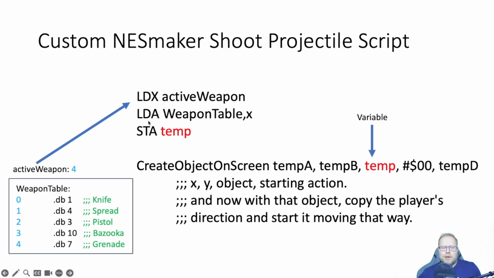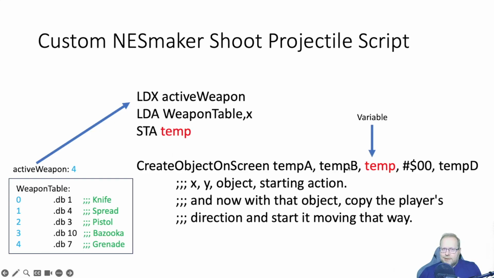But now I need to store that result somewhere. I can't just load it into A. Where do I store it? I'm just going to store it in this variable called temp in this case. So now the active weapon, I used my weapon table. I found the number for my active weapon. In this case it was 4. So I have the number 7 now from this table. So I'm loading A with 7, storing that into temp.